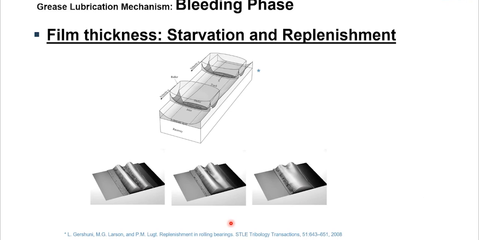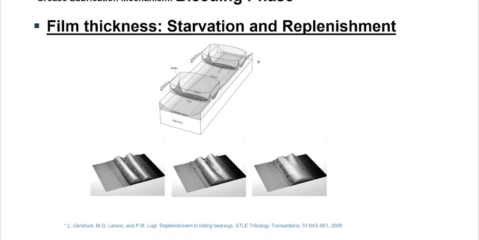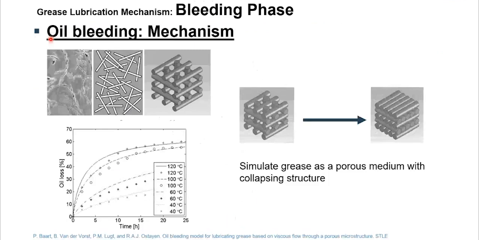So here what we see is the oil bleeding mechanism. We said that oil bleeding is an important phenomenon to maintain a healthy film thickness in bearing operation. These are AFM pictures. To put it into a model, we considered the thickener particles as rod shaped, and to simplify further, we arranged them octagonally. Here we try to simulate grease as a porous medium with a collapsing structure. That means the oil molecules present here, after the bleeding, the structure will collapse like this, such that the future bleeding will be reduced. This is what the model says.